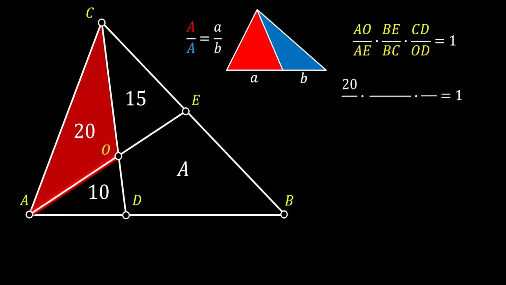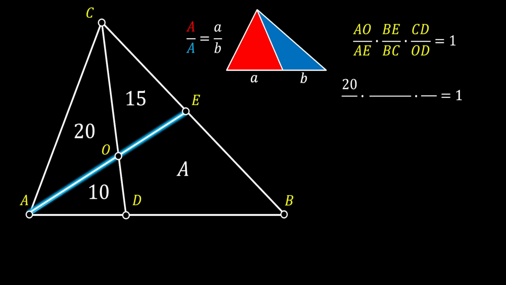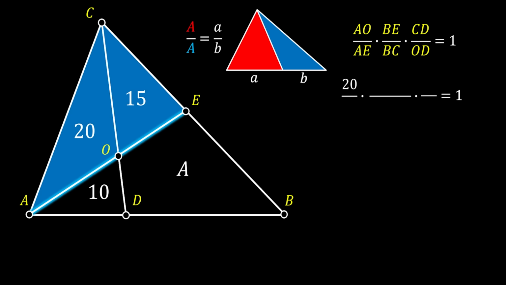Now, if you have a look at the line AE, it will be the base of the triangle AEC. But this triangle AEC will actually have the same height as our previous triangle AOC. So this means that we can use our triangle theorem to replace the value of AE for this overall blue area of 35. Now let's just do the same thing for the remaining lines.